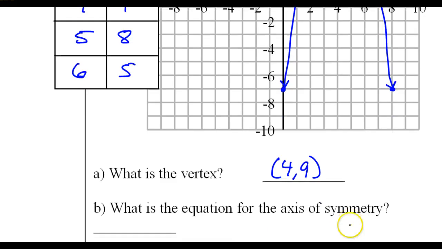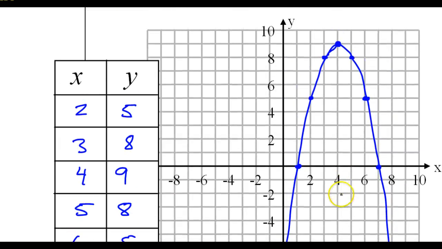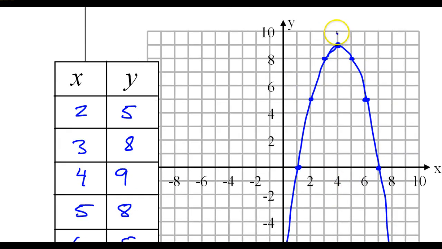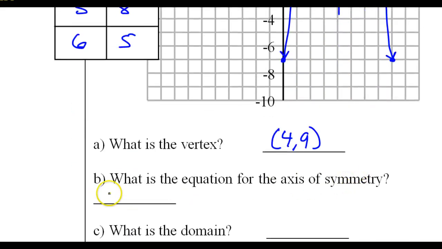What is the equation of the axis of symmetry? Well, the axis of symmetry is this line right down the middle. Vertical lines are always x equals, and it's at 4. So we're going to say x equals 4.